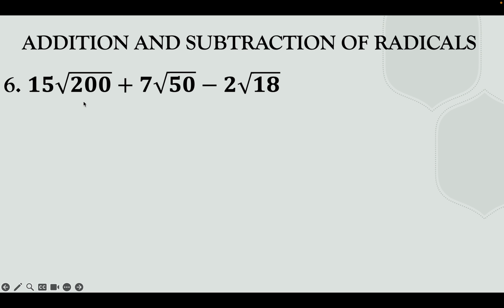Next, we have 15 square root of 200 plus 7 square root of 50 minus 2 square root of 80. So all you need to do again here is factor the unlike radicals, the radicand, factor the radicand here until you will get the same radicand. So when you factor a certain value in the radicand, class, all you need to remember is that one of the terms there must be a perfect square and the other one is a non-perfect square.